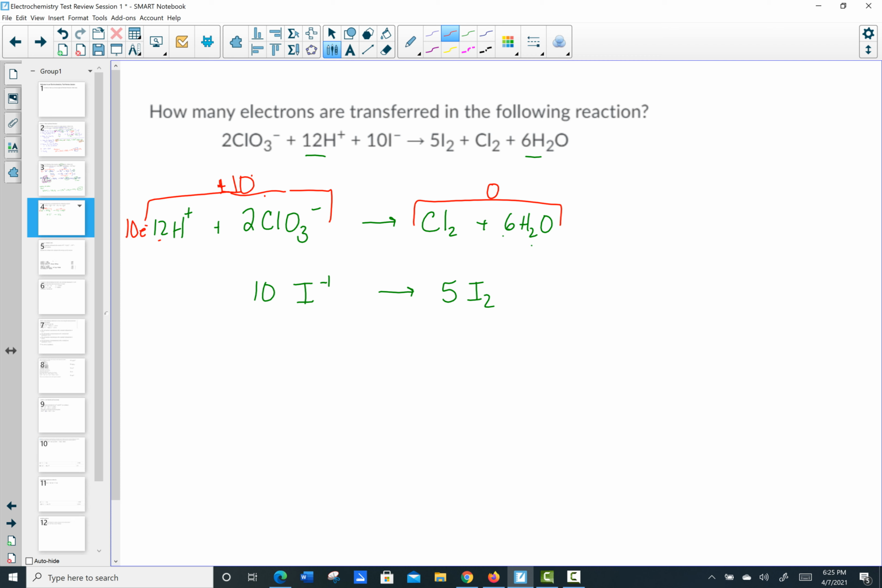Now both sides are at 0. Down here, 10 units of a -1, and this side is neutral. To the more positive side, we would add 10 electrons. How many electrons are being transferred? Well, there's 10. And the way that I needed to solve for that problem was separating out the 2 half reactions and then balancing the charge by adding electrons to the more positive side.